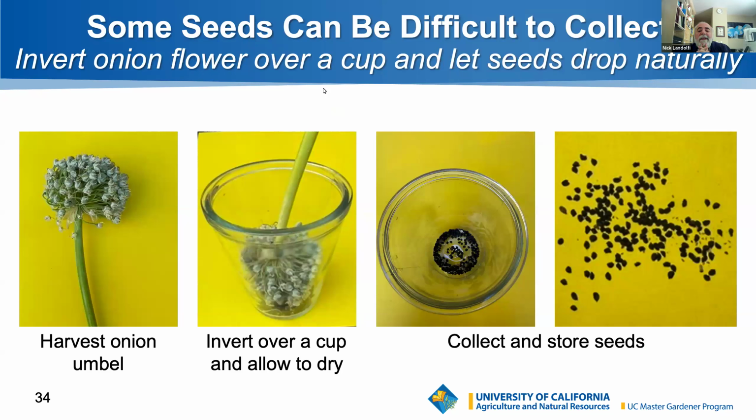While tomato and bean seed collection are straightforward, collecting some seeds is more challenging. For example, onion seeds reside in the flower or umbel at the top of the onion stalk. Harvest the umbel when it begins to dry and invert it over a container. The seeds will naturally drop from the umbel as it completely dries out, allowing you to harvest and store them.